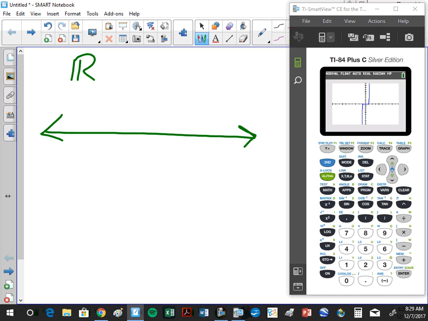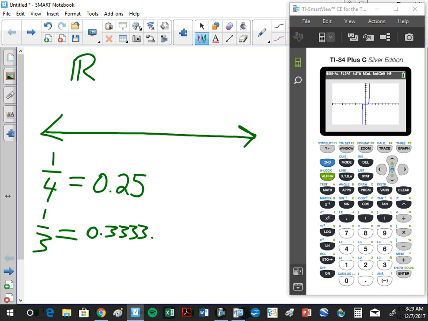For instance, 1/4 is the decimal 0.25. And when we say stops, we mean there's an end to it. The decimals terminate at some point. So 0.25, and then we're done. But 1/3 doesn't do that. 1/3 is 0.3333, and that continues on forever. So we put a line over the 3, and we say that is a repeating decimal.